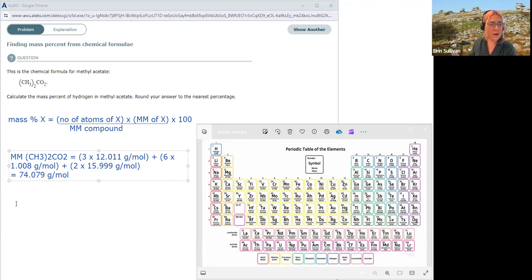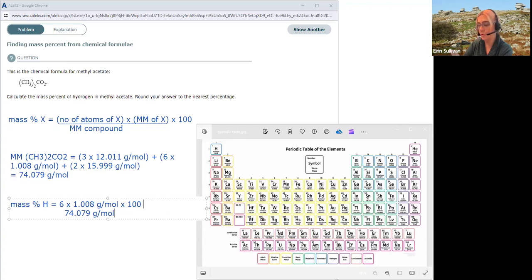Okay, so then to work out the mass percent of hydrogen, we're going to take the number of hydrogen atoms in the compound, which was 6, times the molar mass of hydrogen, which is 1.008 grams per mole, divide by the molar mass of the entire compound, which we calculated to be 74.079 grams per mole. So grams per mole will cancel out and give us a unitless mass percentage. And then whatever that turns out to be, we're going to times by 100 to convert it to a percentage.